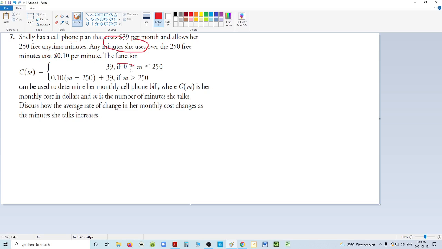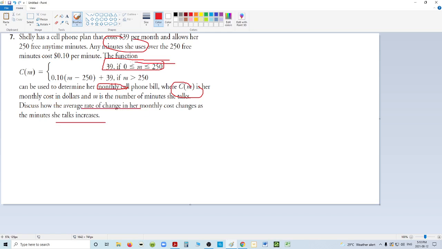The function is described as this. This is how much it costs her below 250, and this is the function that cost her above. So that would be $39 plus 0.1 times m minus 250, because she gets the first 250 as part of her 39 bucks. So that means she gets charged 10 cents for every minute above 250, which makes sense. Can be used to determine her monthly cell bill, where C of m is her monthly cost and m is the number of minutes. Discuss the average rate of change as she talks.